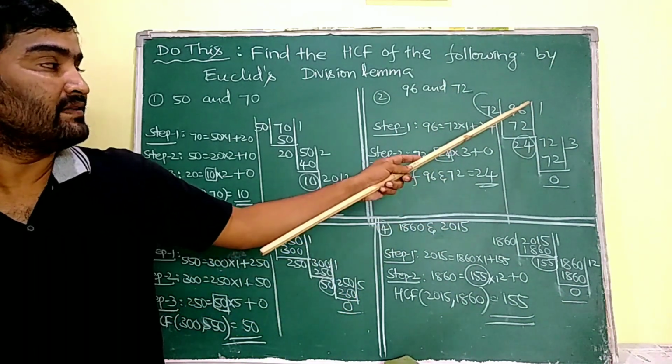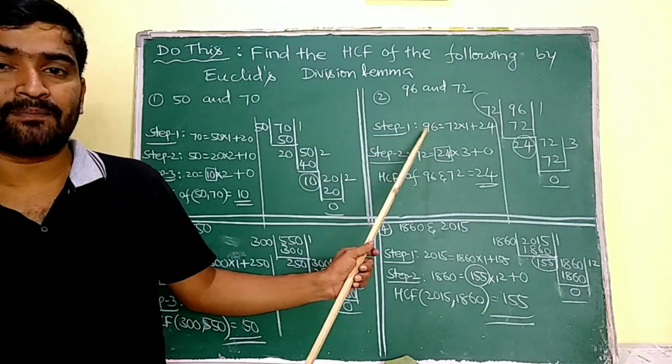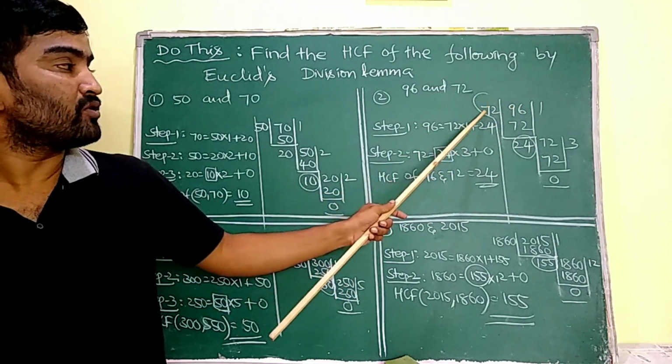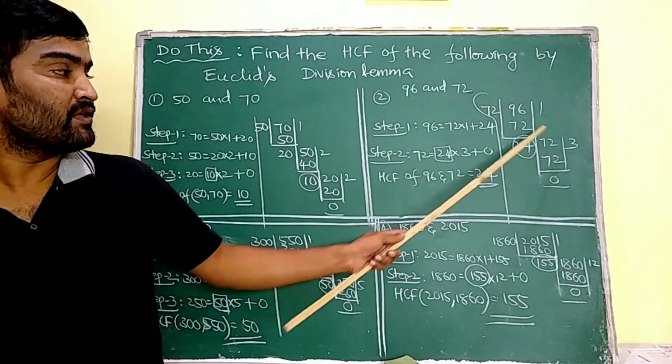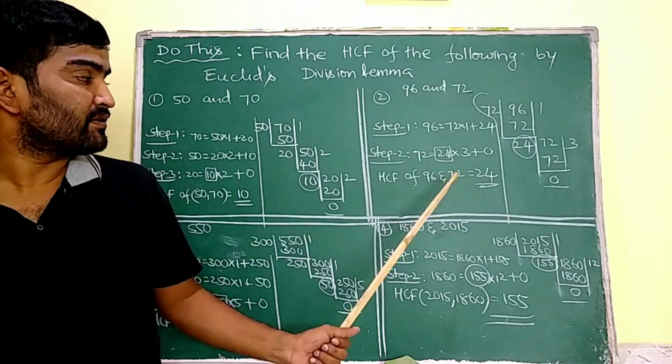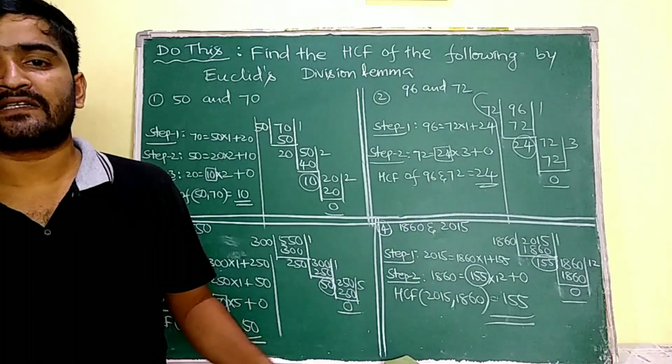Okay, I have to write these two steps by using lemma. So 96 is equal to 72 into 1 plus 24. Similarly, 72 is equal to 24 into 3 plus 0. So this 24 is our required HCF.